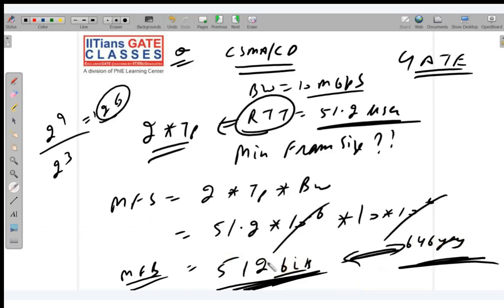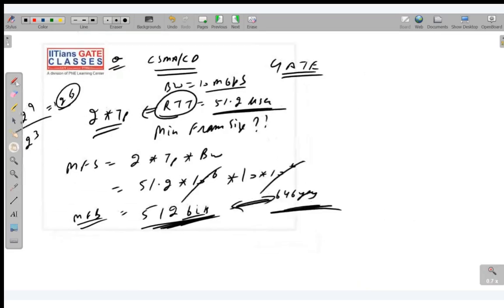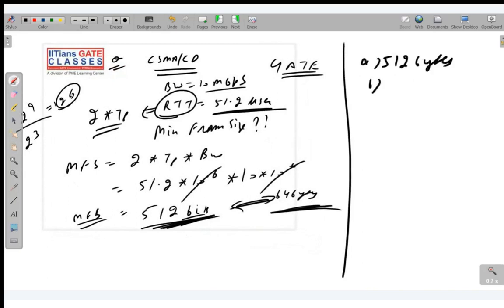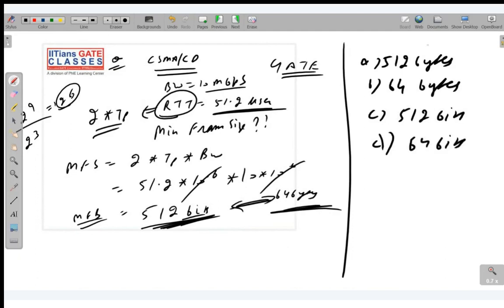They may also say 512 bytes. Do not get confused. If I were to make the options, I would make them like this: 512 bytes, 64 bytes, 512 bits, 64 bits. They can ask an MSQ type of question, where 512 bits and 64 bytes, B and C, are both correct.